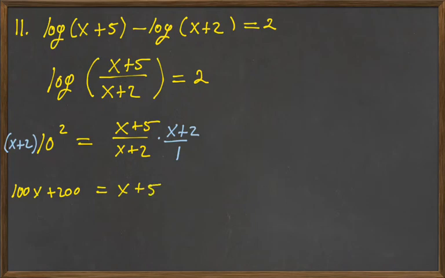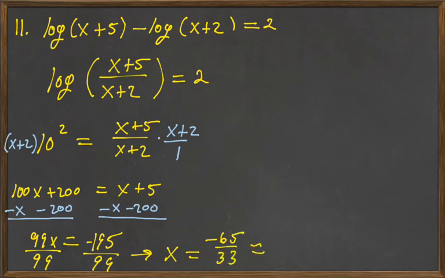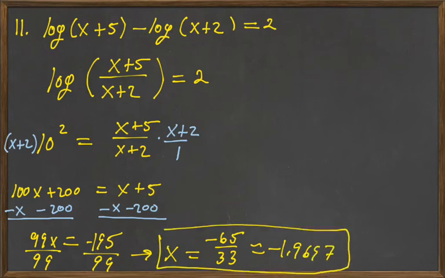Nice linear equation, so we'll isolate the variable by subtracting x and subtracting 200 from both sides. So 99x is equal to negative 195. We'll divide both sides by 99, and we will go ahead and reduce, and we get negative 65 over 33, which is approximately negative 1.9697. If I need more decimals, I'll go ahead and do that.